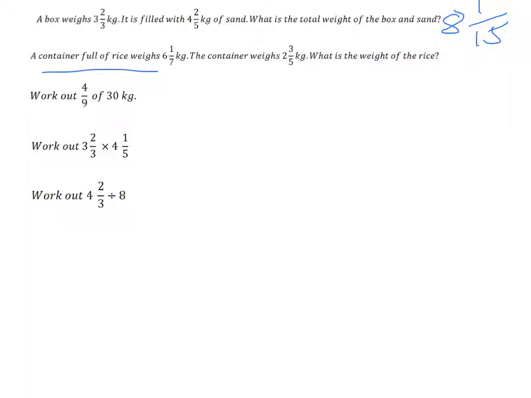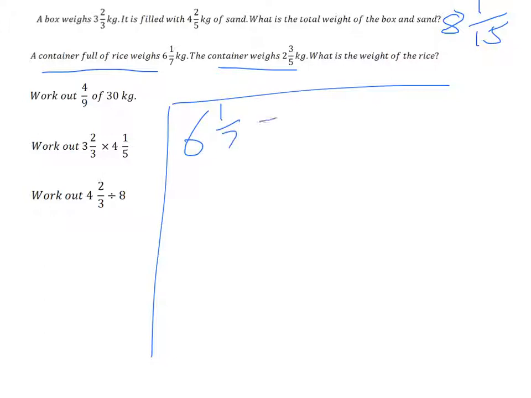A container full of rice weighs 6 1/7 kilograms, and the container weighs 2 3/5 kilograms; find the weight of the rice. So this is a subtraction. So I've got 6 1/7, take away 2 3/5. So I'm going to take away the 6 and the 2 first of all, gives me a 4. And then I've got 1/7, take away 3/5.